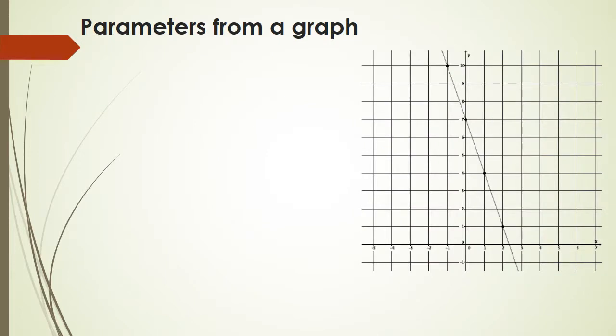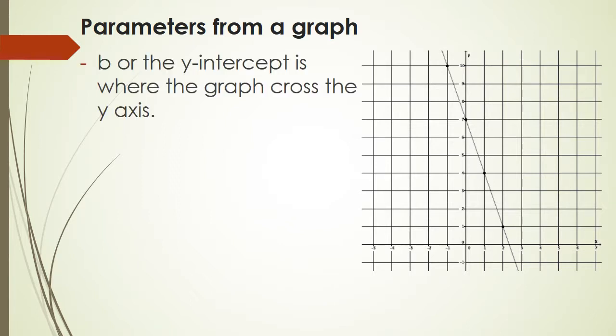Now, let's find out if we can find the parameters looking at a graph of a line. So we said that the parameters are the slope and the y-intercept. So let's start with the b, or the y-intercept, or where the graph crosses the y-axis. In this case, if we look at this graph, we'll find out that the y-intercept is 7, because at 7, the line crosses the y-axis. So in this case, the y-intercept, or b, equals 7.